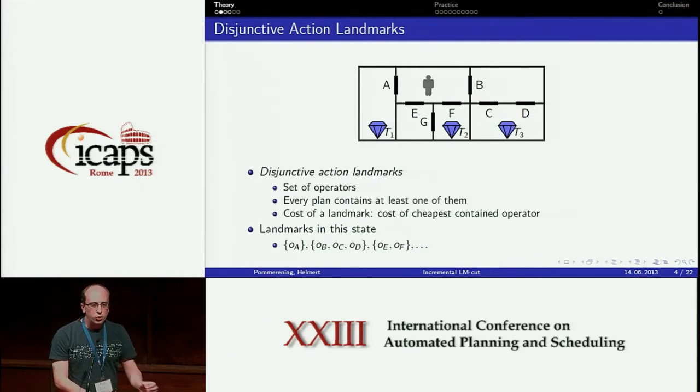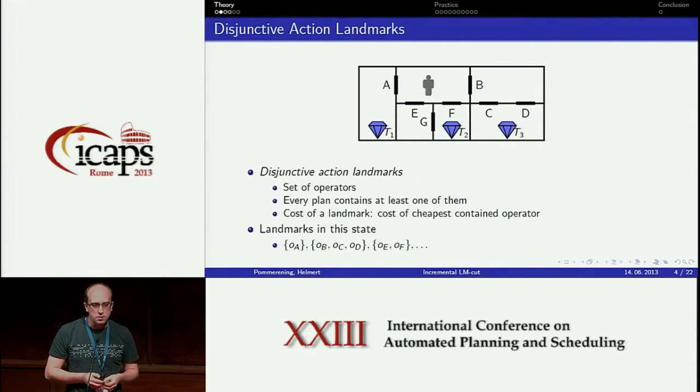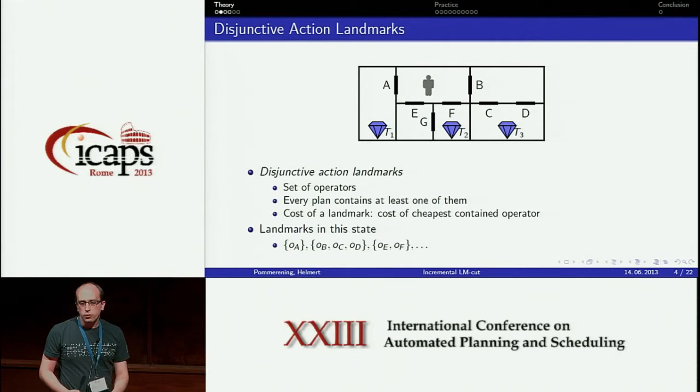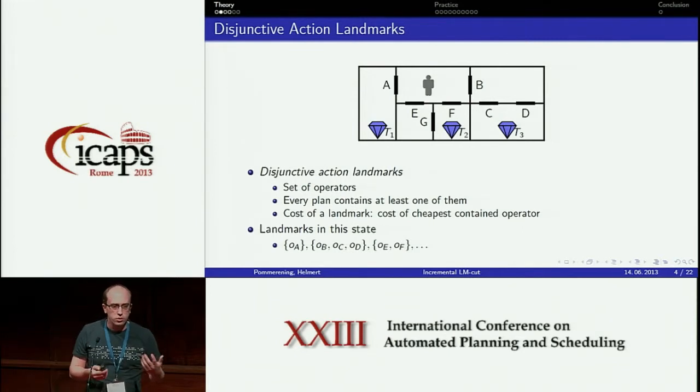So Jörg already explained what a landmark is. Just to remind you, it's a set of operators, and every plan needs to contain at least one of them. So I'm talking about disjunctive action landmarks here, not fact landmarks. Since we need to use one of them, we have to pay at least the cost of the cheapest operator. That's why we say the cost of a landmark is the cost of the cheapest operator contained in it. And there are a lot of different choices for this landmark. In this state, for example, we have to open door A sometime to get to the diamond A1.